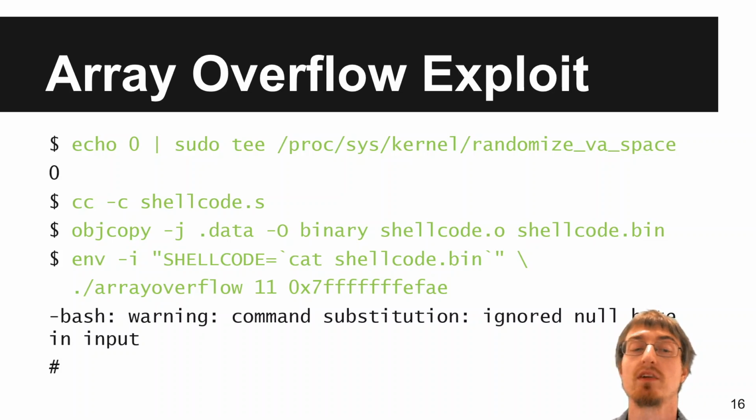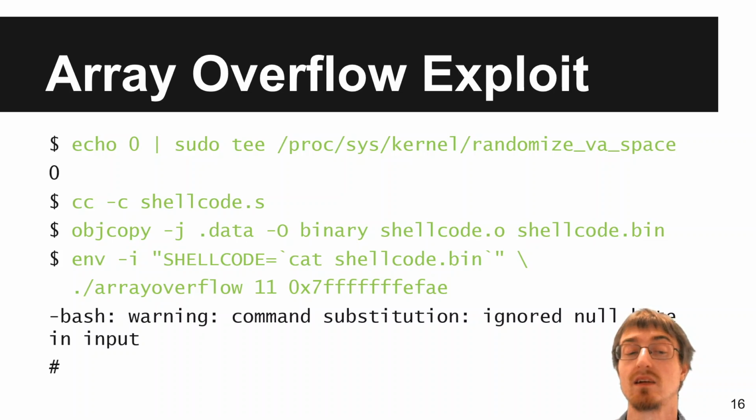Next, we compile the shellcode. So we have it in an assembly file. We want to generate an object file. Now from this object file, we strip only the code using the objcopy command. Now we have a binary file that contains only the shellcode binary instructions. Next, we use env -i again. env -i replaces the environment with what we specify here, and what we specify is that the shellcode is supposed to be whatever is stored in the shellcode.bin file that we just created.